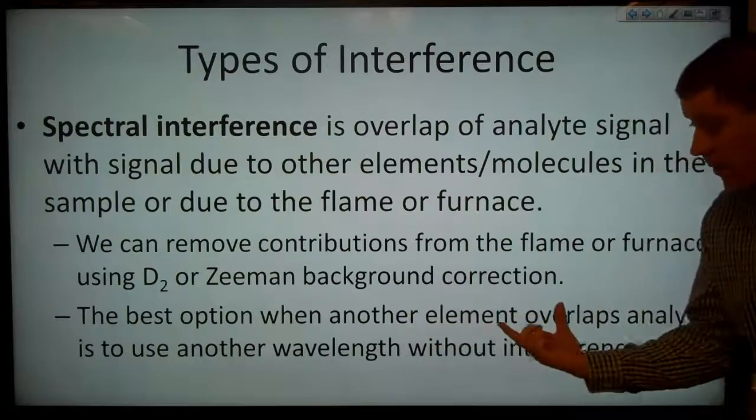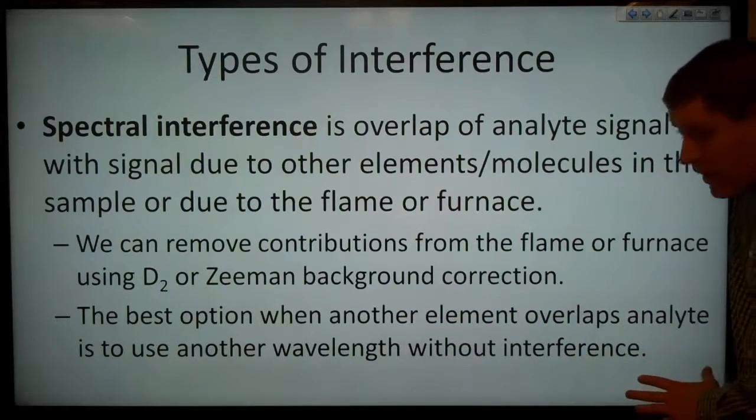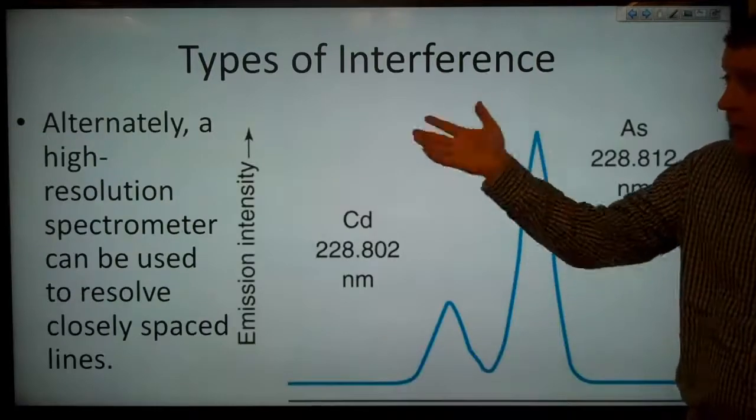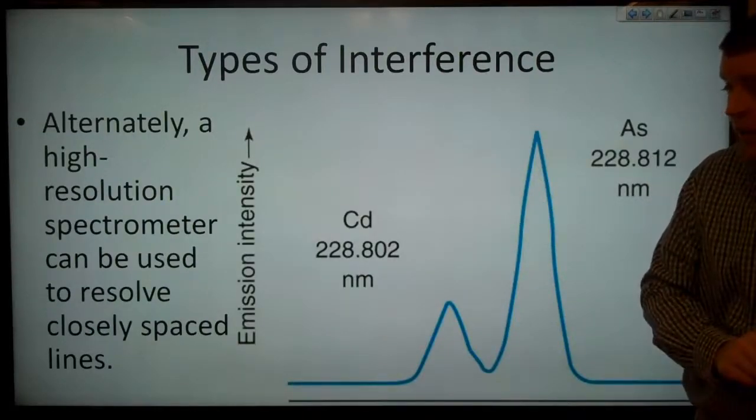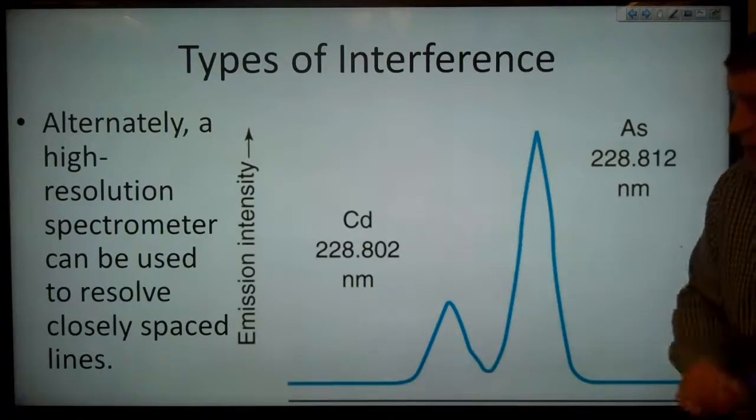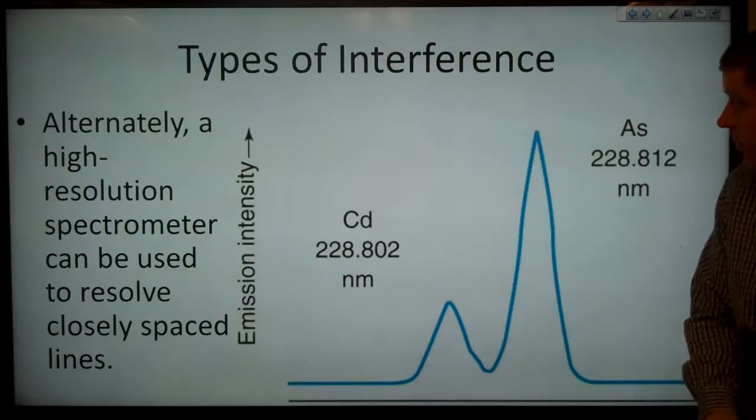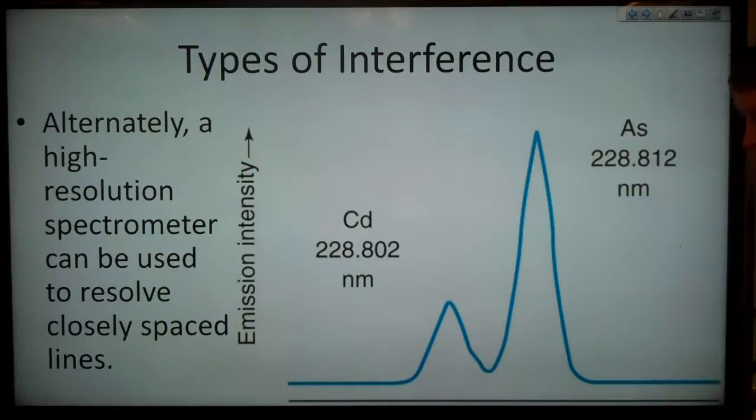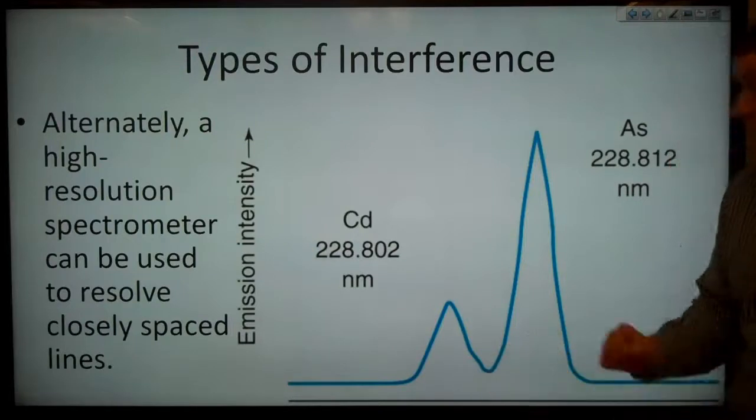The best option when another element overlaps the analyte is to use another wavelength without interference. Alternately, a high-resolution spectrometer can be used to resolve closely spaced lines like this. In this case, we've got cadmium at 228.802 nanometers, and over here we've got arsenic at 228.812 nanometers, and you can see that they're well resolved here.